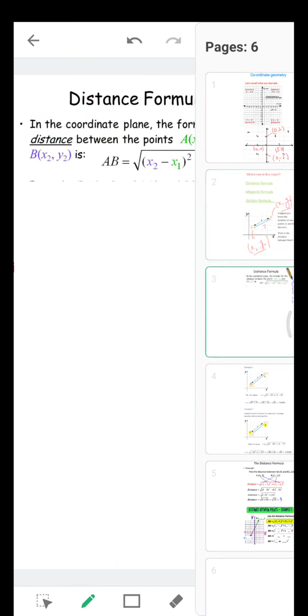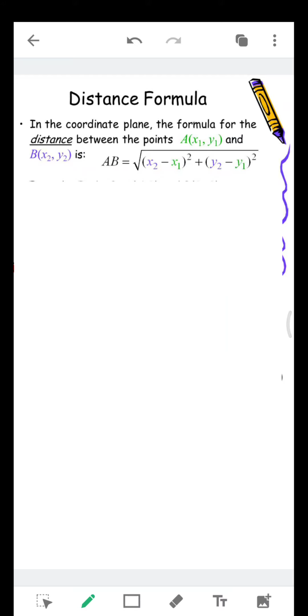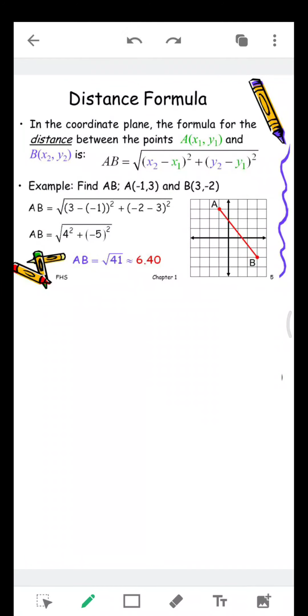So when you have 2 points (x1, y1) and (x2, y2), the distance between those 2 points can be found by using this formula. The formula is under root, (x2 minus x1) whole square plus (y2 minus y1) whole square. Let's have a look at an example.